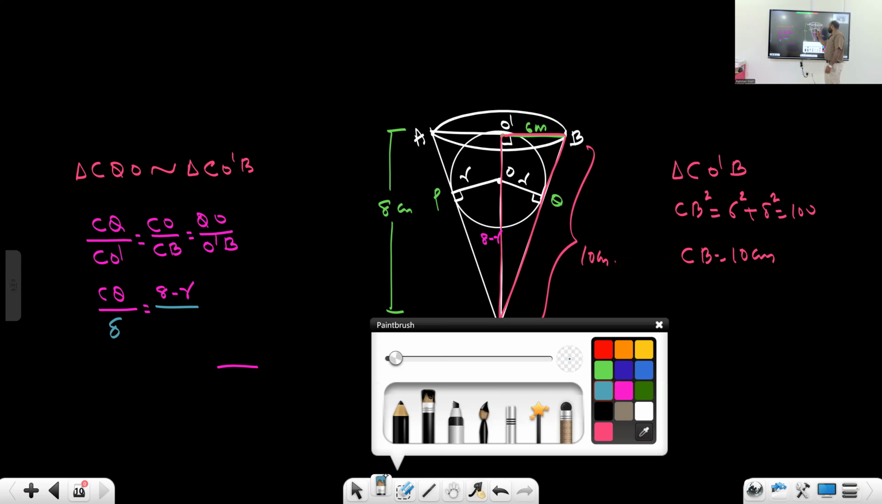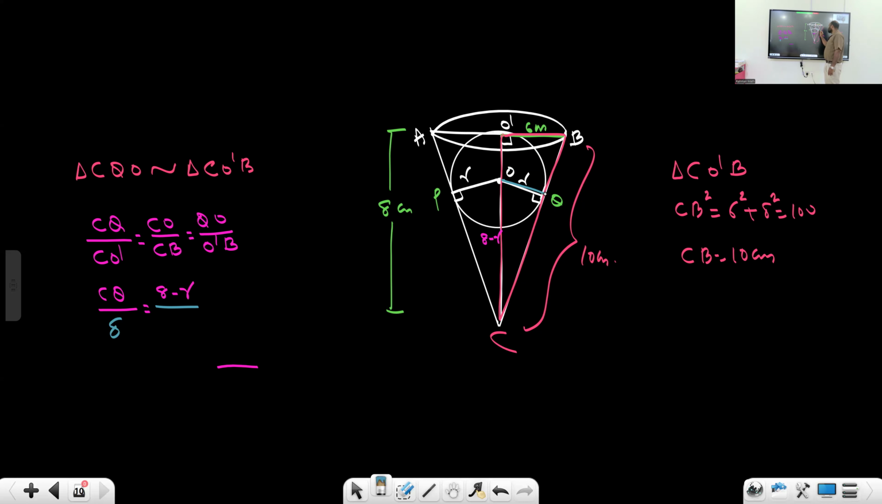Listen. What is this? Radius. What is this? This is the radius. Total length how much? 8. So if this is R, what about this one? 8 minus R. That's why I wrote CO as 8 minus R, because this is the radius and the total length we have is 8 centimeter. This is R, so this will be 8 minus R.